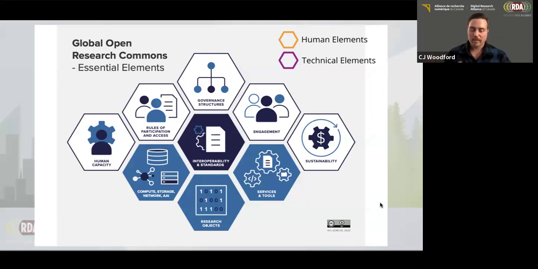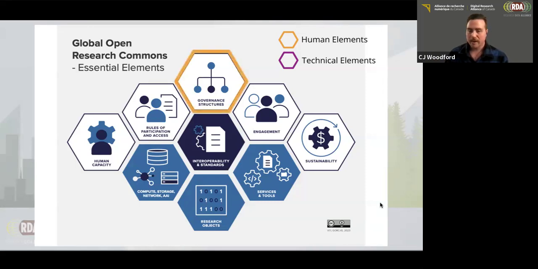So these essential elements, the idea is that a commons would have something in each one, and the model tells you these are all the things that you might want to consider within each element, but you don't have to have all of them. Maybe only some or 1 or 2 are relevant for you. So there's a combination of human elements and technical elements in the model.